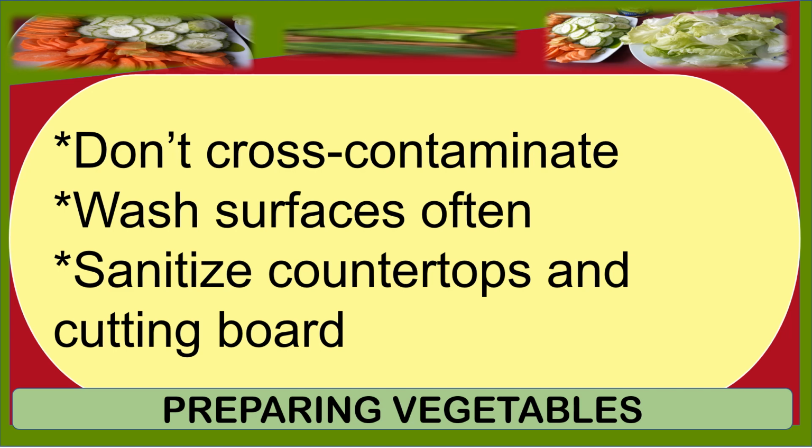Next is sanitize countertops and cutting boards. After cleaning the countertops and the cutting boards, they should be sanitized with a solution of 1 teaspoon of chlorine bleach in 1 quart of water. That's the proportion. And of course, be aware of the hazards associated with storing and using bleach. Do not apply the solution directly to fruits and vegetables also. All right.